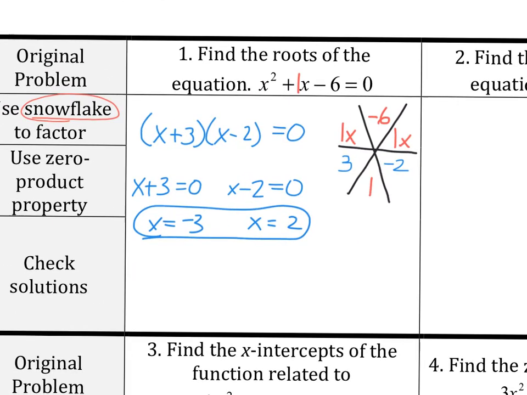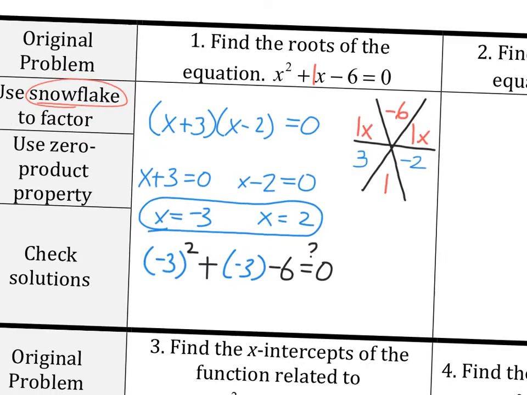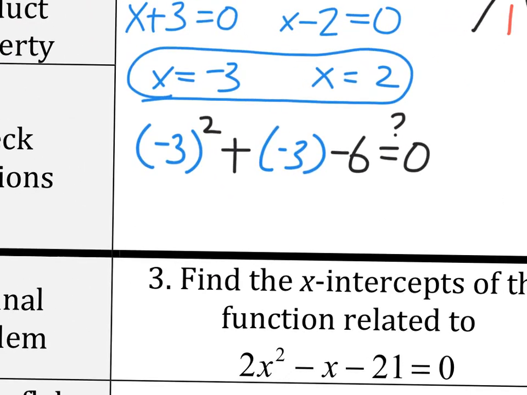Notice where my check belongs. My check does not belong here like we did on the front of this page. My check belongs up at the original problem. So I'm going to take a negative 3 and square it according to this right here. Square it. Then I'm going to add a negative 3, subtract 6, and does it equal 0? So I substituted back into the original problem.